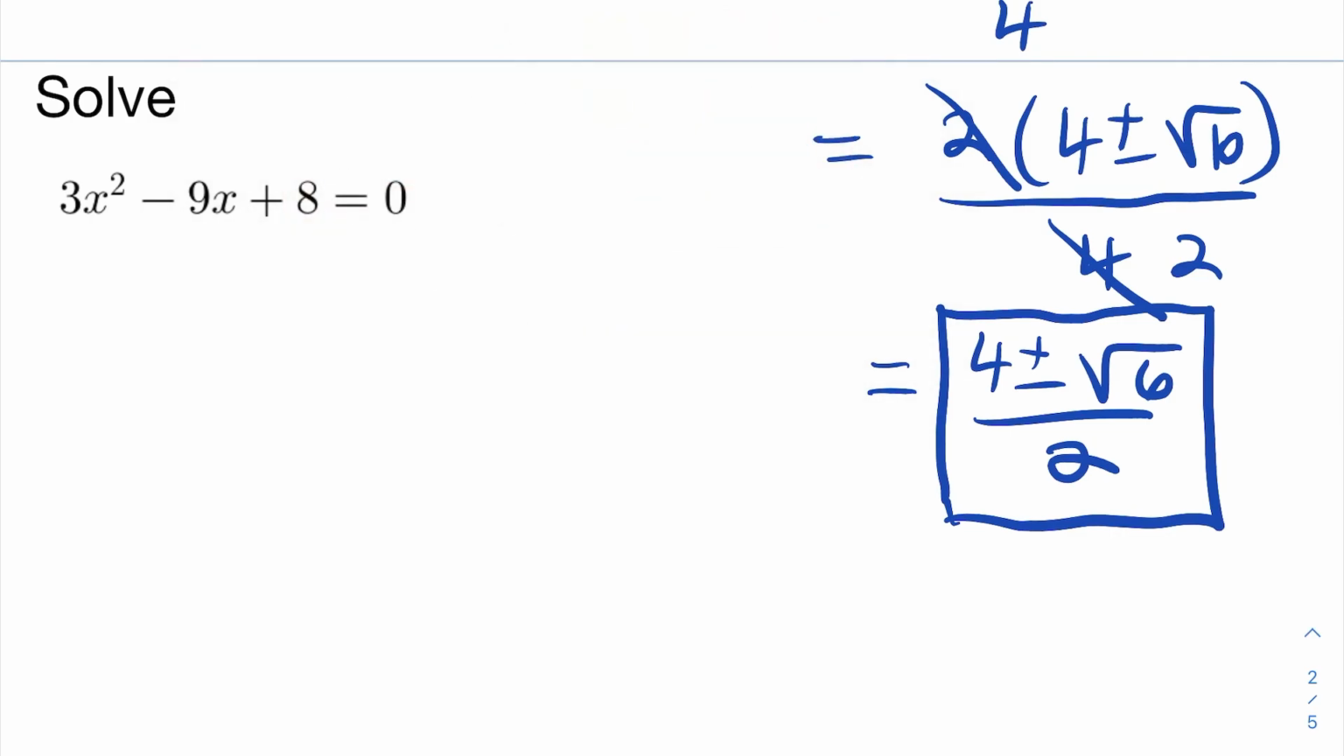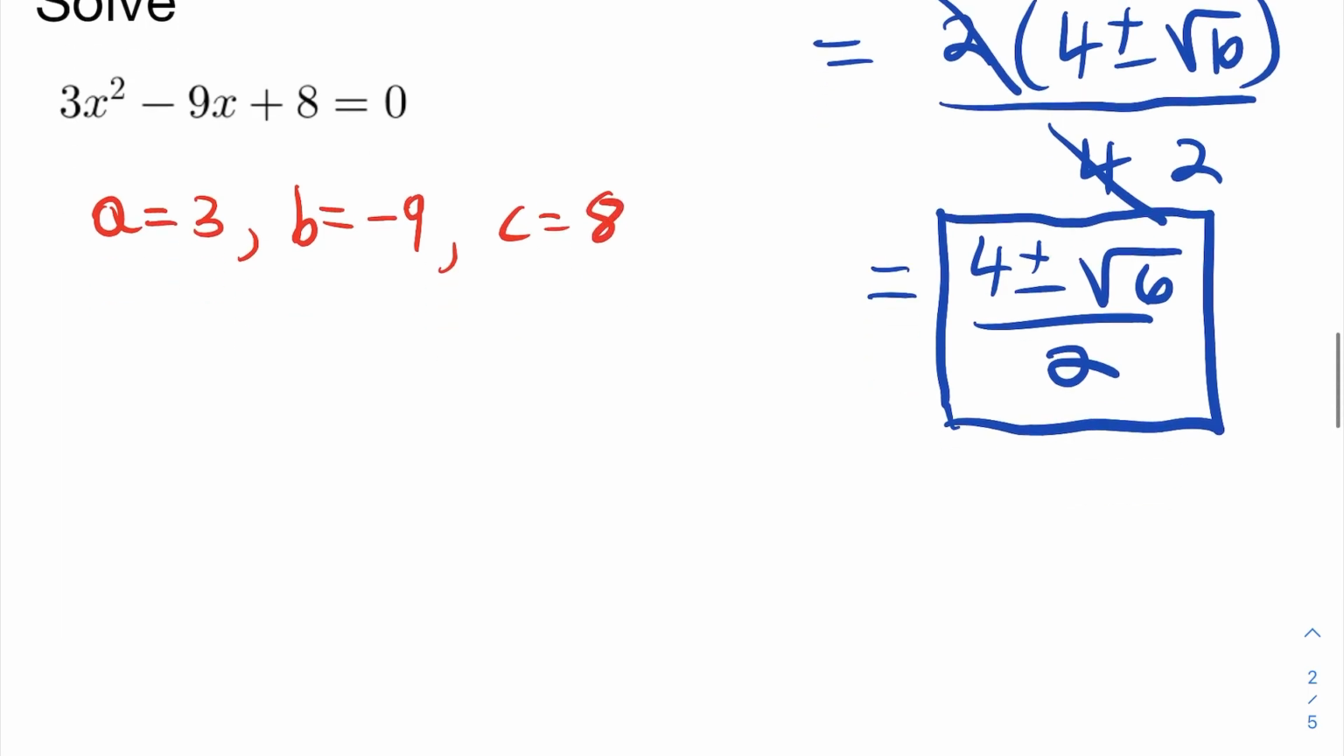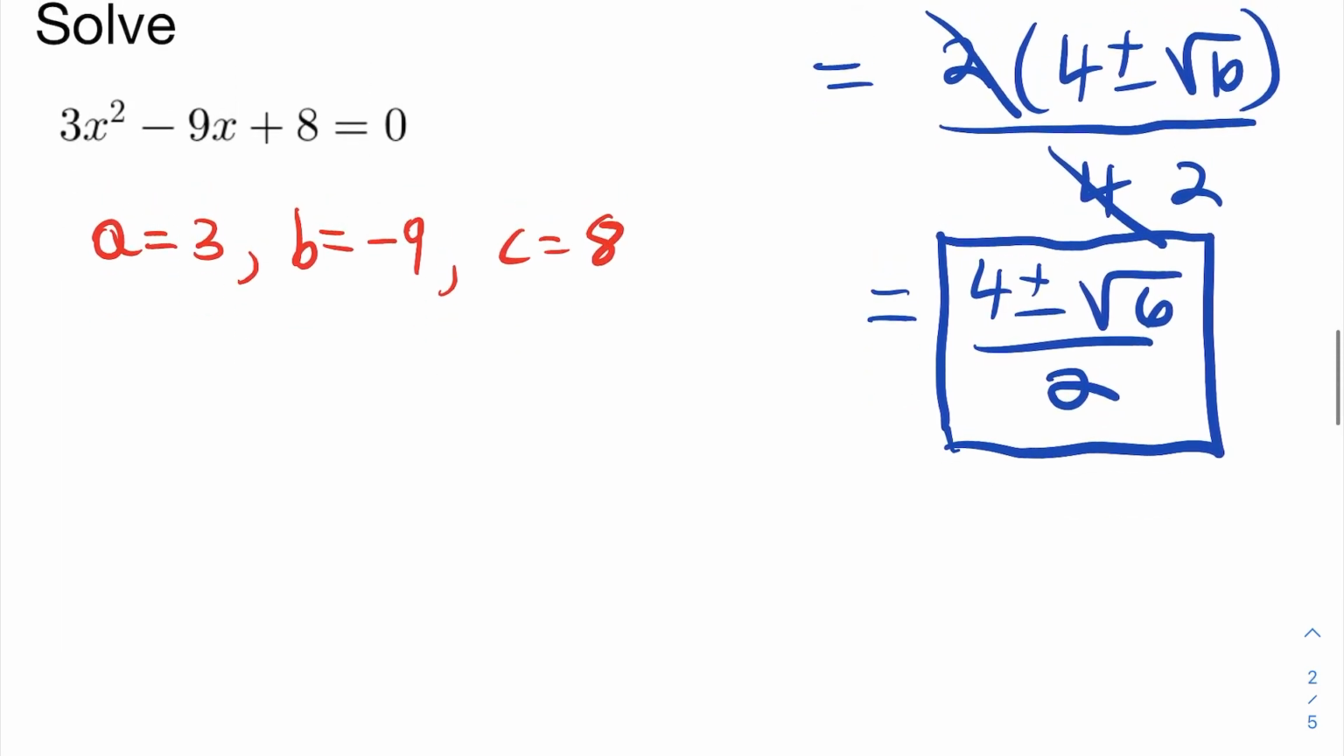We'll do the same thing. This one is already in standard form, so I can identify A, B, and C right away. B is -9 and C is 8.